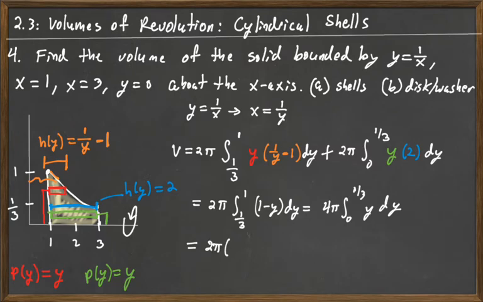So 2 pi times y minus y squared over 2, evaluated from 1/3 to 1, plus 4 pi times y squared over 2 from 0 to 1/3, and we'll go on to the next page to evaluate that. I'm not going to integrate it, but evaluate it, pardon me.